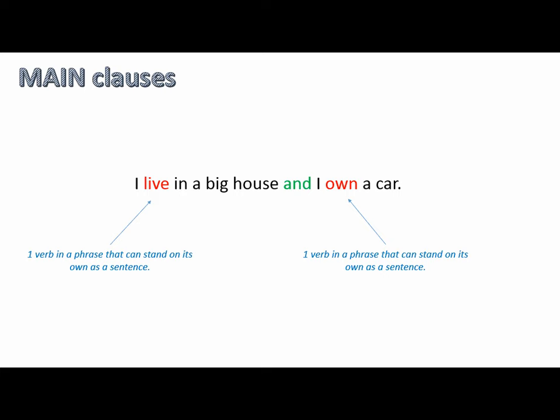Main clause 1, I live in a big house. Main clause 2, I own a car. To join those two clauses, we have used the coordinating conjunction and that has joined two separate main clauses and given us a compound sentence.